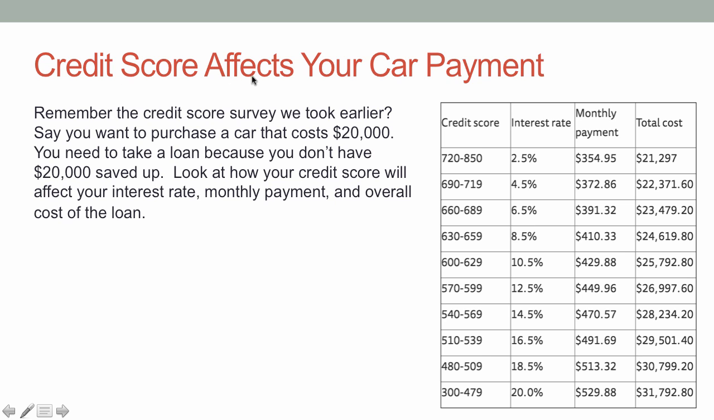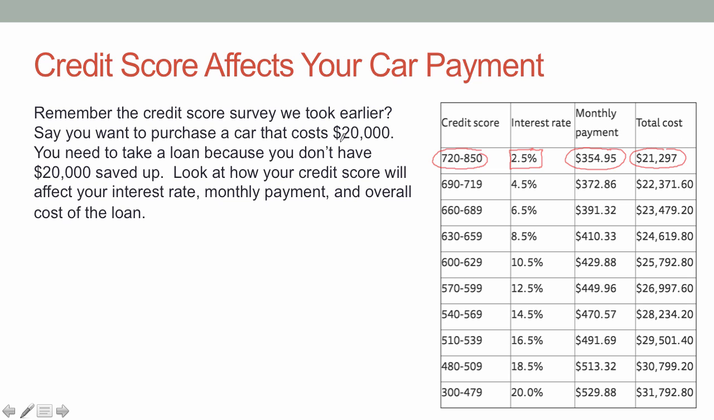All right, so now how does your credit score affect this? So we looked at some different interest rates. We did some calculations. We saw that adding interest makes your loan more expensive. Remember that credit score survey we did earlier? Hopefully you did it too. Say if we want to purchase a car that costs $20,000. We need to take a loan. How will our credit score affect our interest rate? Well, we took the credit score and we got a score of 720. So over here, I just barely squeak into getting the best interest rate. I will only have to pay 2.5% on the rate. So my monthly payment is $354.95. And there's my total cost of the loan.